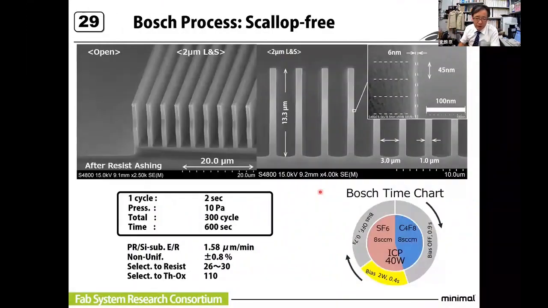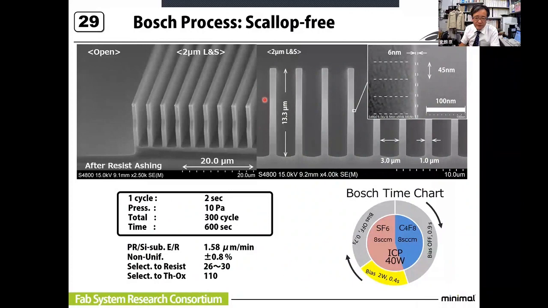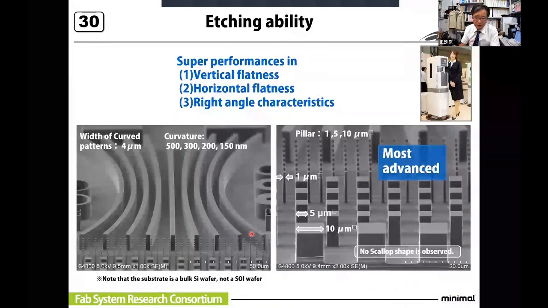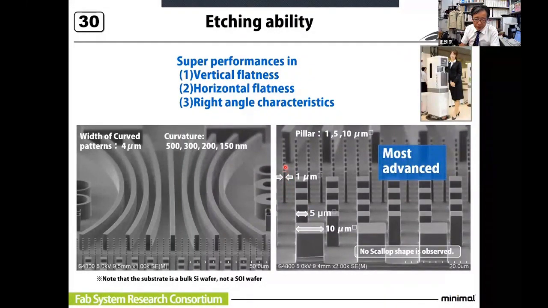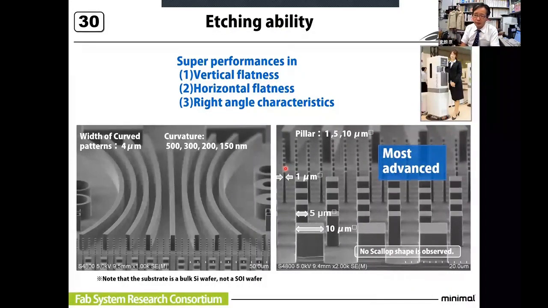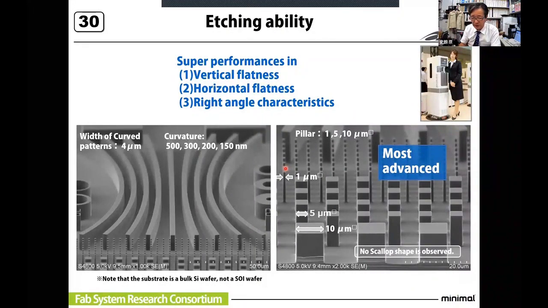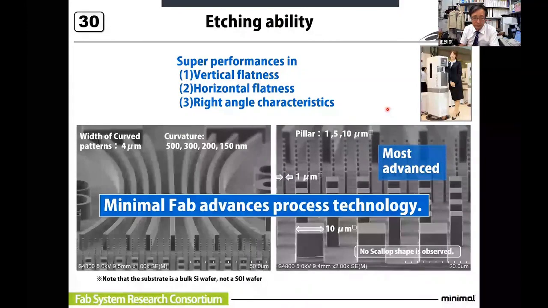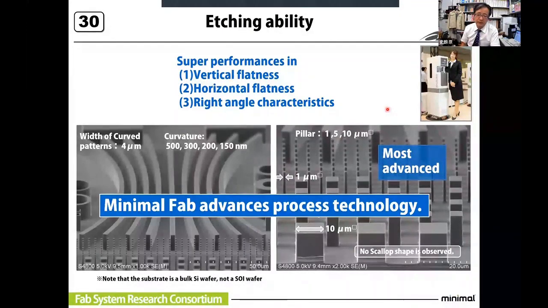And as a result, we can etch very nice walls like this. Please look at this one. This is a silicon etched surface, and the width is 1 micrometer and the height is 10 micrometers. I believe that you don't see this kind of unbelievably strong, straight line of etched silicon surface. So minimal fab advances process technology.